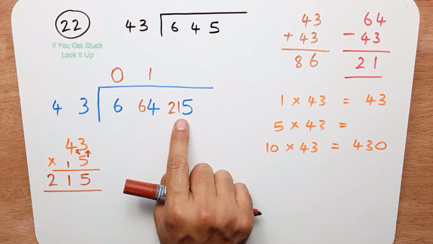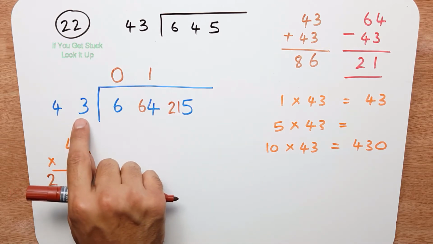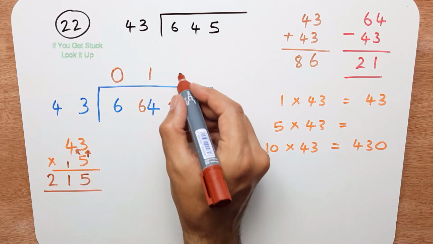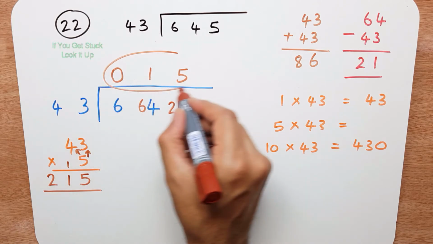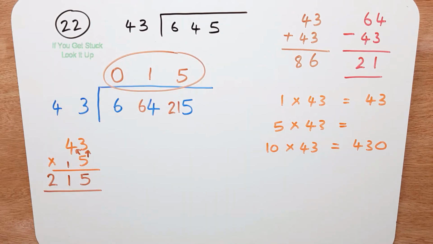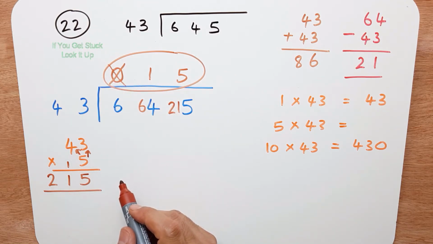And that's good news because that's the number I was looking for. So 215 divided by 43 is 5. That's excellent. That's much easier. So my answer is 15, because I know I can ignore this leading 0.